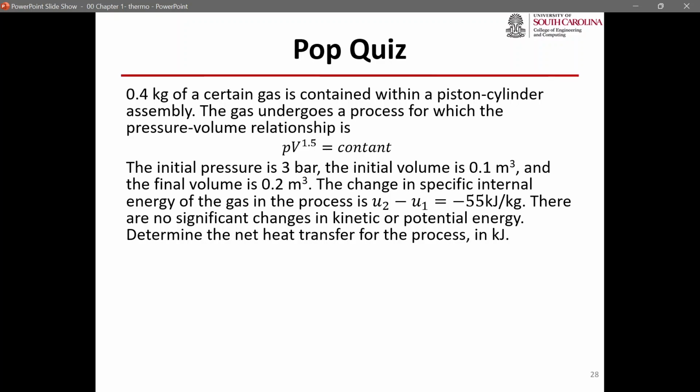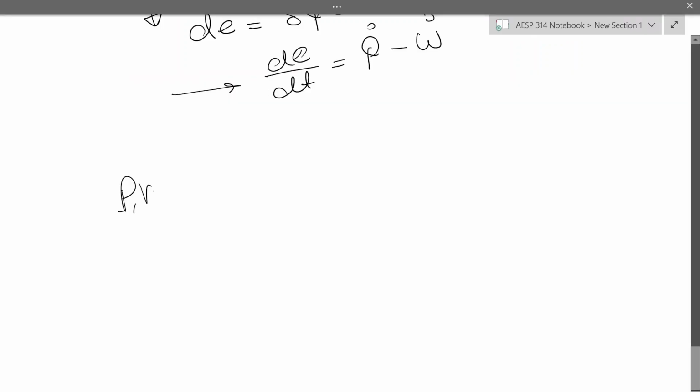And the equation PV to the power 1.5 is constant, which essentially means that P1 V1 to the power 1.5 is equal to P2 V2 to the power 1.5, right? You have P1, you have V1, you have V2. You should be able to find P2. Let me actually write it down here. P1 V1 to the power 1.5 is P2 V2 to the power 1.5.